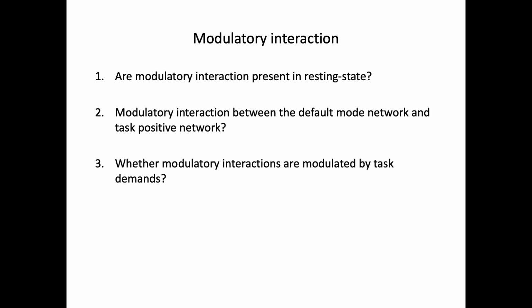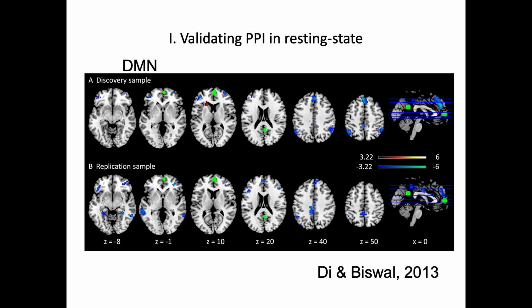So what we have tried to address is, are modulatory interactions present in the resting state signal, whether modulatory interactions exist between the default mode network and the task positive network, and whether modulatory interactions are modulated by task demand. And what we show is that we use the DMN, PCC and MPFC, and demonstrate that the task positive network influences the connection between PCC and MPFC. While it is known that the task positive network influences DMN, we show that the connection between PCC and MPFC is influenced by the task positive network.